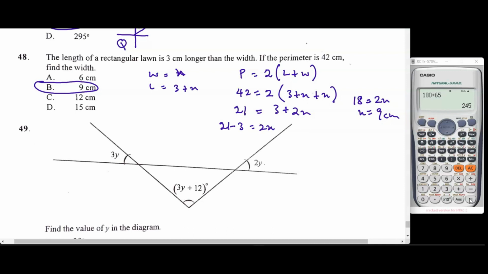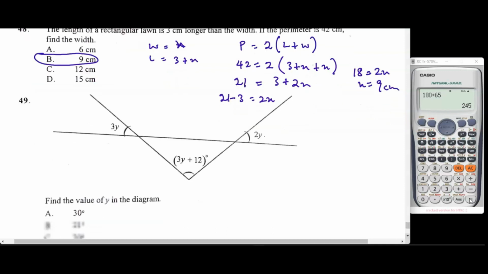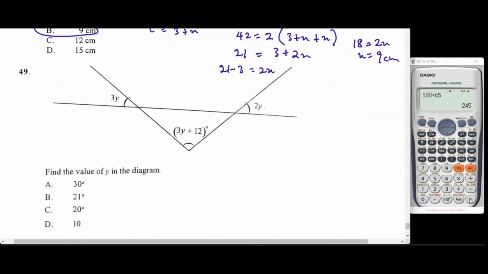Okay. So moving on, question number 49. I'm so happy we are almost through. Question number 49, we are finding the value of y from this diagram. You can see an intersection of lines, therefore angles are vertically opposite. So here is also 3y, and here will be 2y.